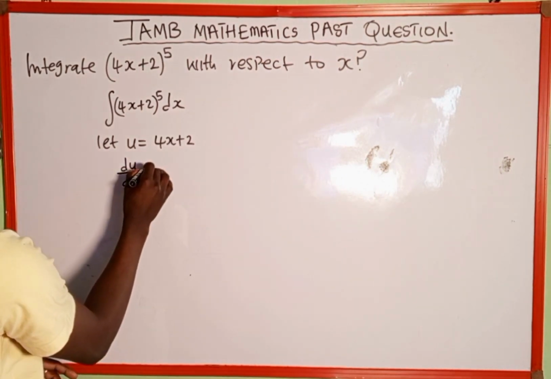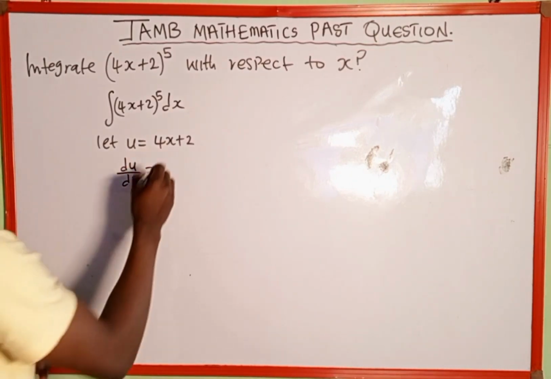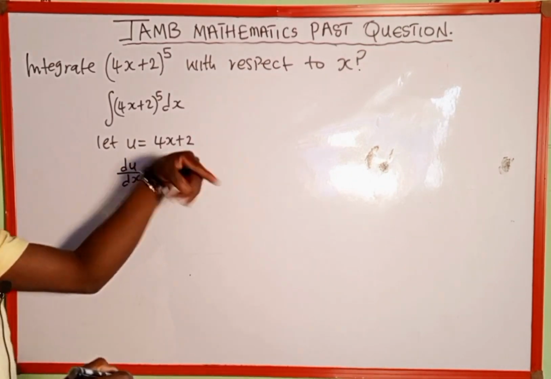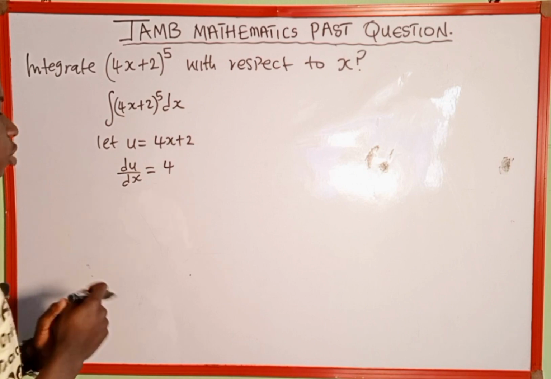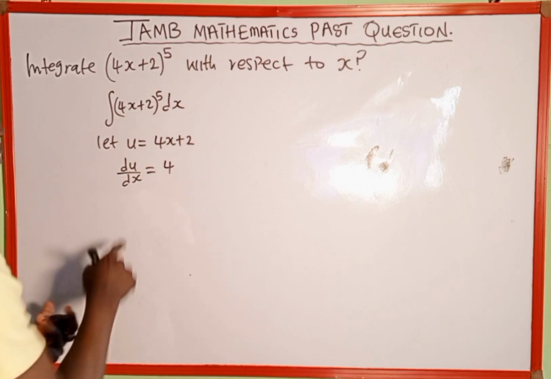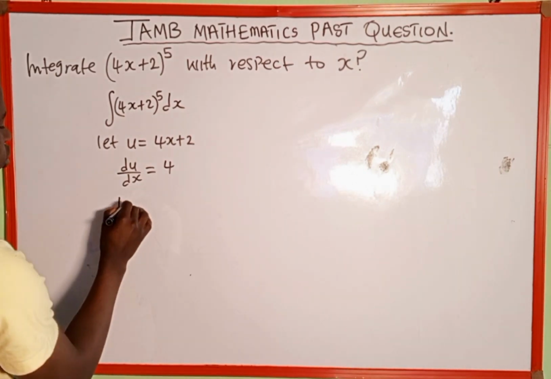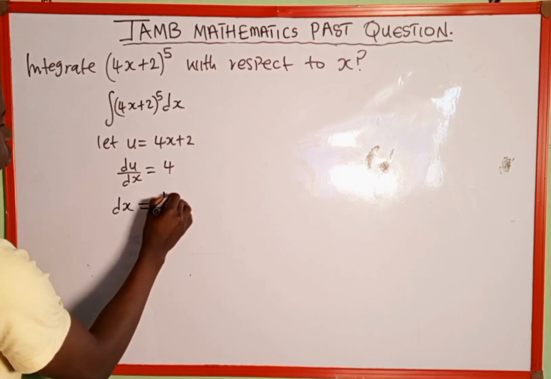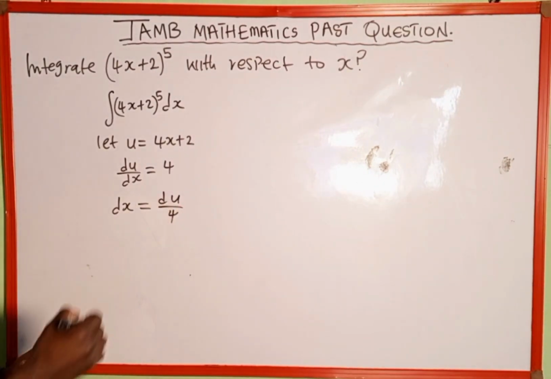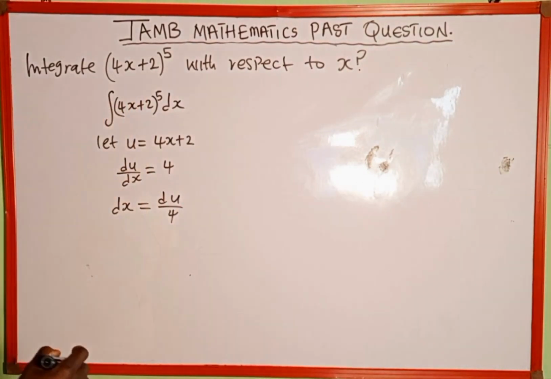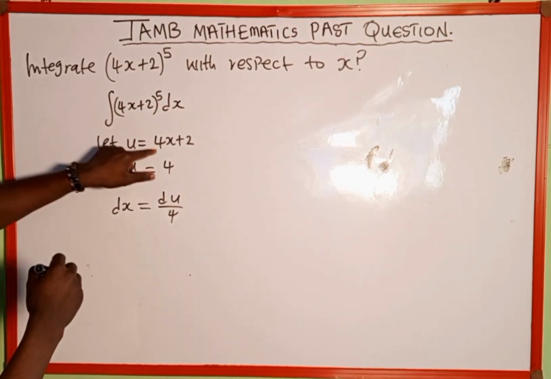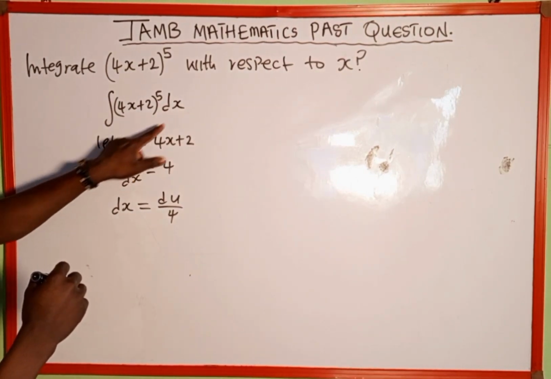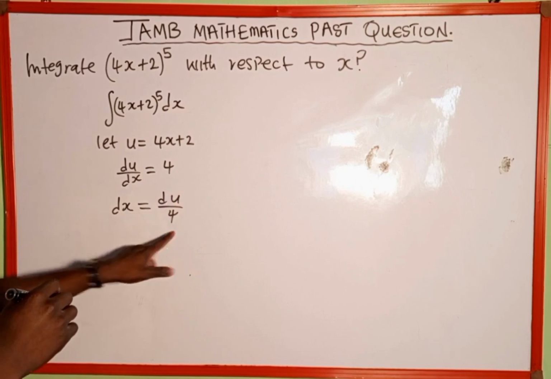du over dx is equal to the derivative of 4x, which is 4, and the derivative of 2, a constant, is 0. Now we're going to make dx the subject of the formula. When you cross multiply, dx will be equal to du over 4. So now we're going to replace back into the equation. Anywhere we see 4x plus 2, we replace it with u, and anywhere we see dx, we replace it with du over 4.